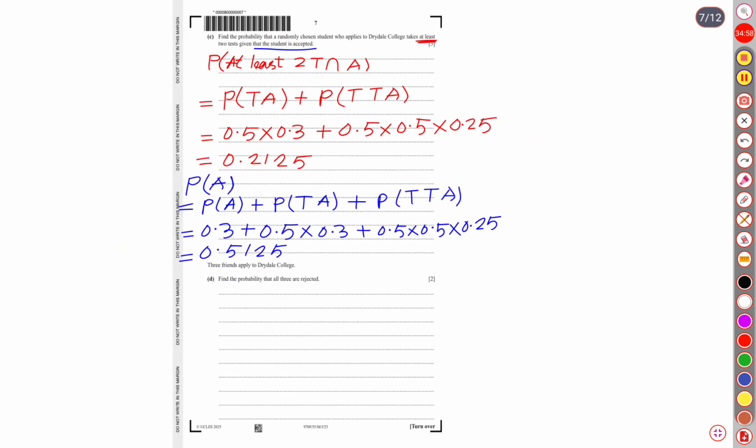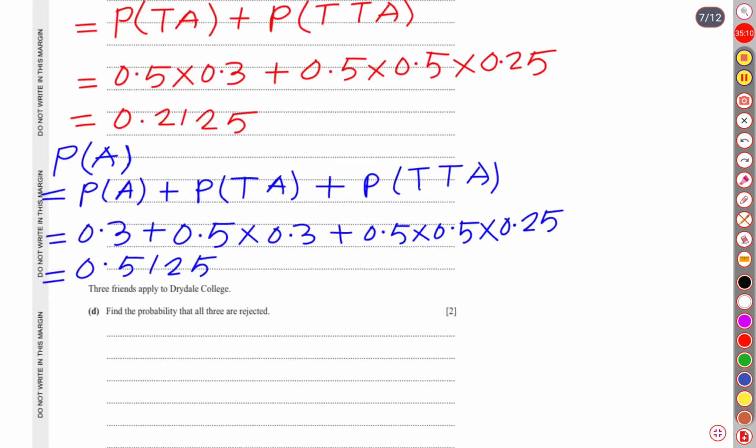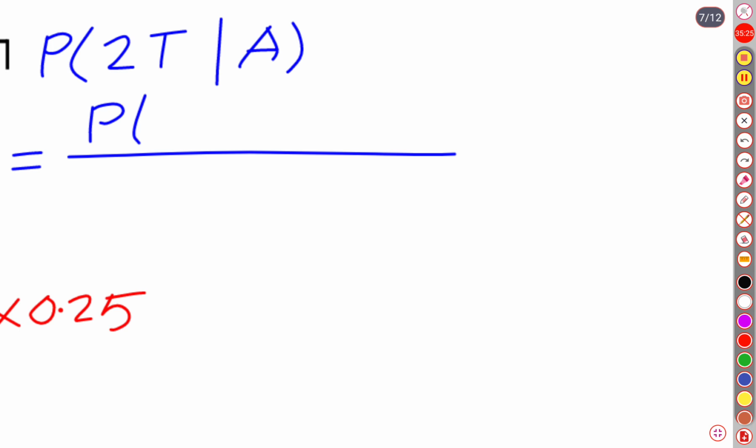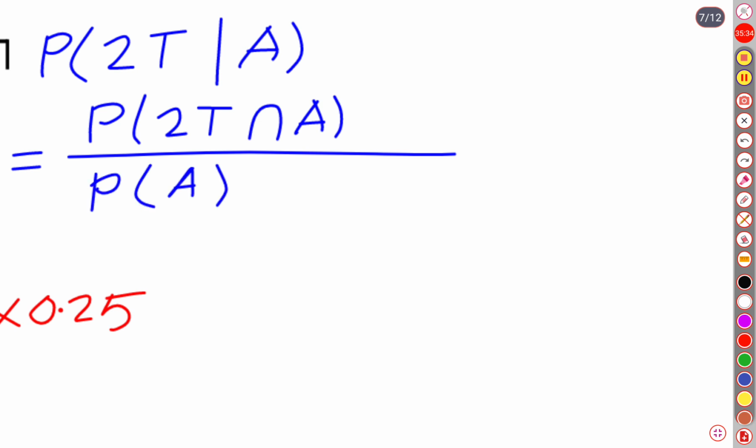What is the final part of the solution? That probability of at least two tests given that accepted. So we will write here: probability of two tests given that the student is accepted equals probability of two tests intersection accepted over probability of acceptability.